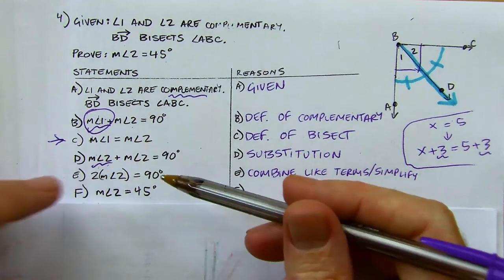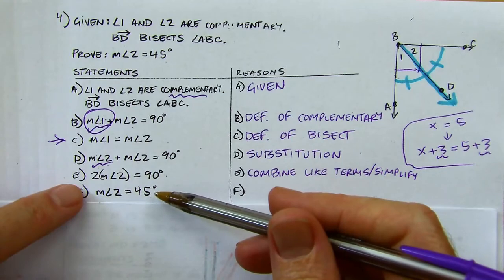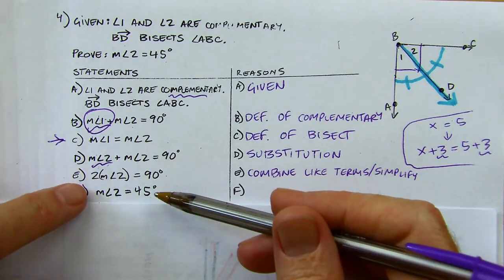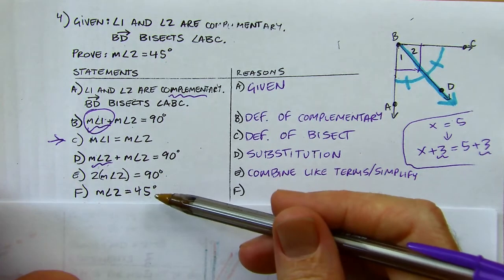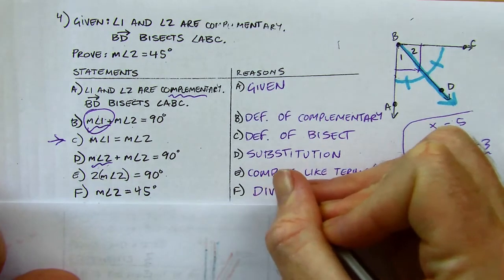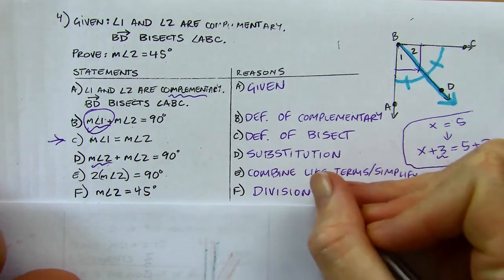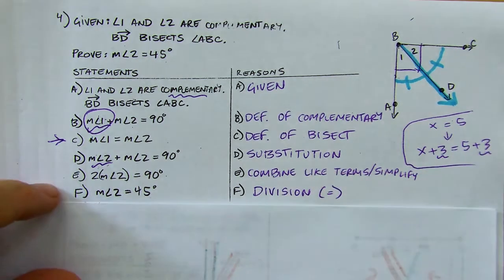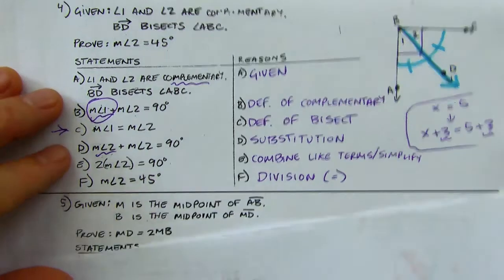Okay. And then the last step, we are doing the same thing to both sides. We're dividing both sides by 2, right? 90 degrees divided by 2 would be 45 degrees. So this is the division property of equality. Okay. All right, on to number 5.